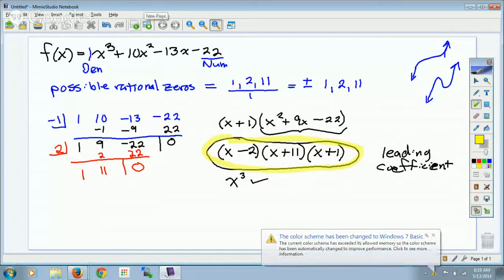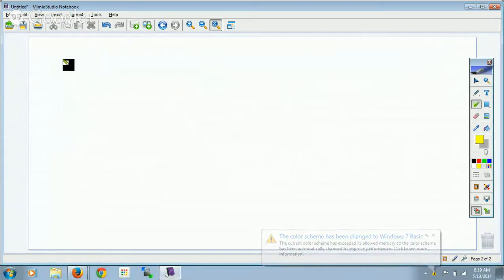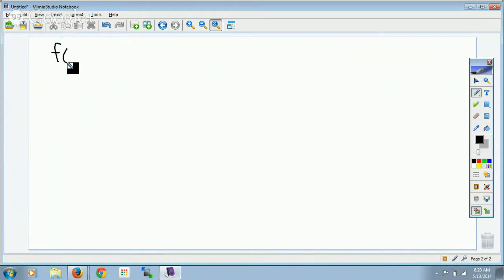Let's do another one of these. So I pulled another one out of the practice test. The next one is f of x equals x cubed minus 4x squared plus 6x minus 4. So I want to do the same thing here. I want to use the rational zero theorem to identify possible rational zeros.